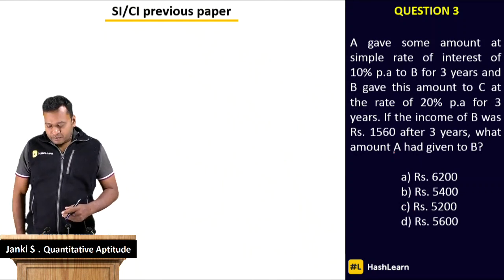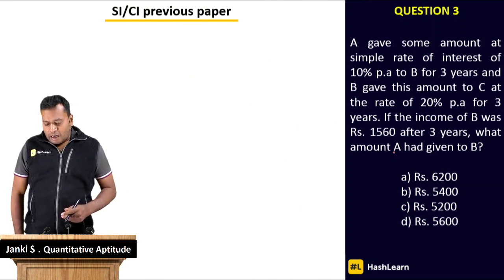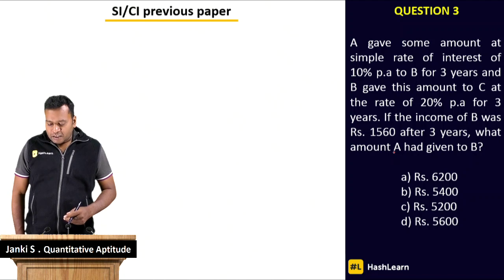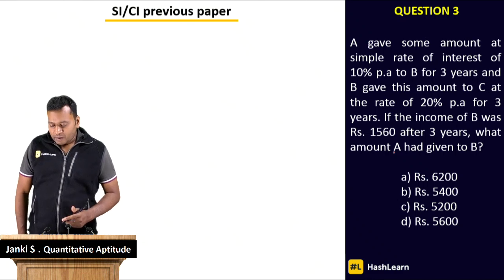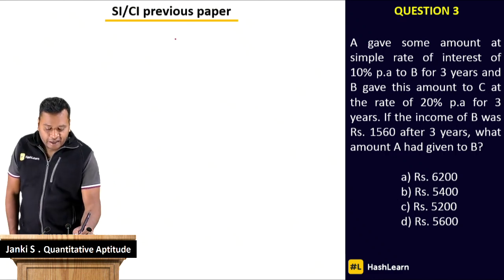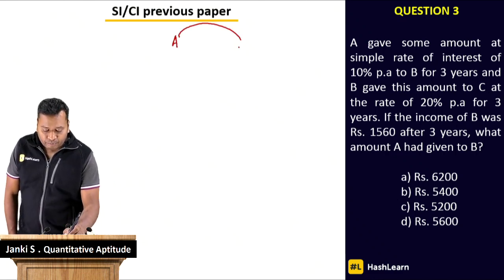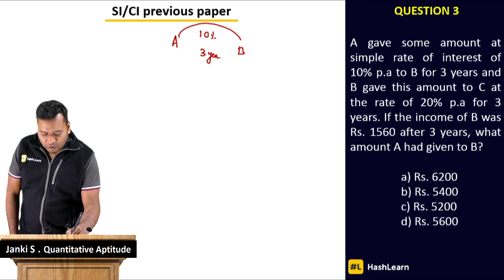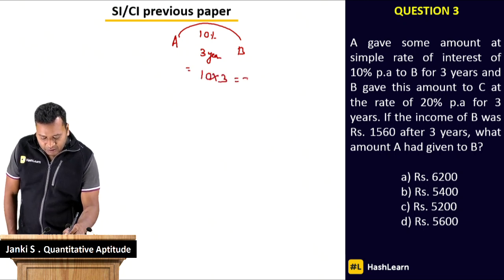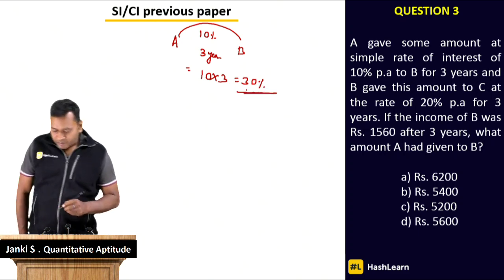क्वेश्चन नंबर 3. A gave some amount at simple rate of interest of 10% per annum to B for 3 years. तो अब आइडेंटिफाई करें, A ने B को दिया है with the rate of interest as 10% per annum for 3 years. That means the overall interest will be how much? 10 into 3. That means 30% is the interest. So that's the first thing which you can identify.